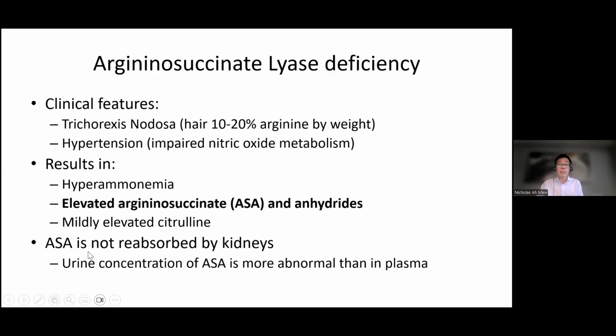ASA, argininosuccinate, is an amino acid and can be identified with ninhydrin, but importantly, it is not reabsorbed by the kidneys. There's no way of absorbing the ASA back, which means that almost all of your ASA is going to be excreted in your urine, and as a result, the urine concentration of ASA is going to be more abnormal than in the plasma. So if there's ever a patient where you're getting an amino acid profile and you're not entirely certain whether you're seeing an ASA profile, a urine and plasma amino acid profile is really helpful, specifically in this condition, to identify elevations in ASA.